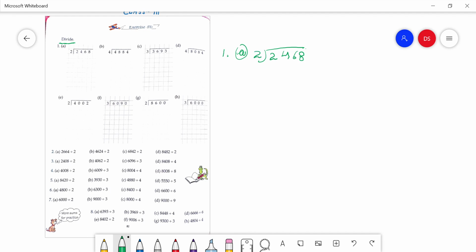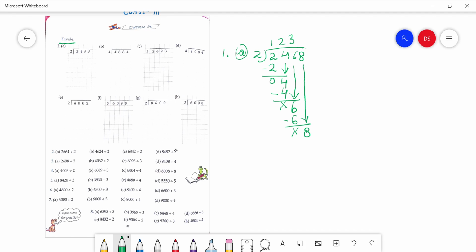Let's start. 2 ones are 2. Subtract 2 from 2. This is 0. We will take next digit, that is 4, down. 2 twos are 4. 4 minus 4 is again 0. Next digit is 6. 2 threes are 6. Same pattern we have to follow, whether we have to divide 2-digit, 3-digit or 4-digit numbers. We have to follow the same pattern. Now we will take next last digit, that is 8, and divide it by 2.